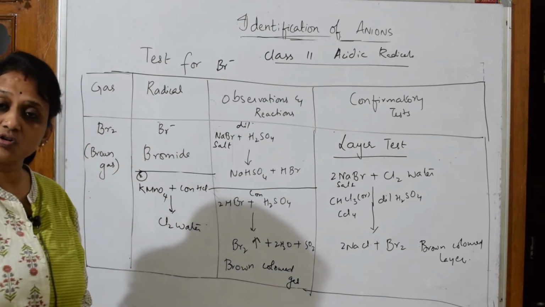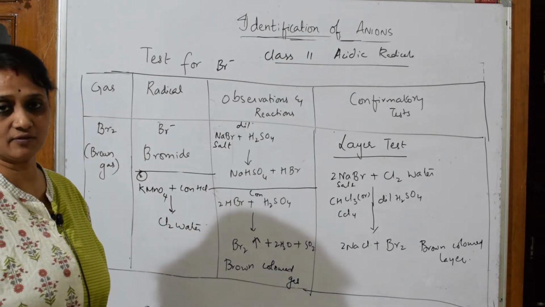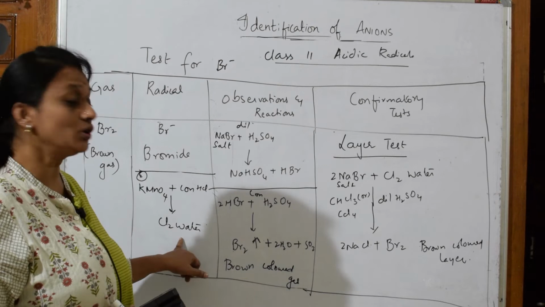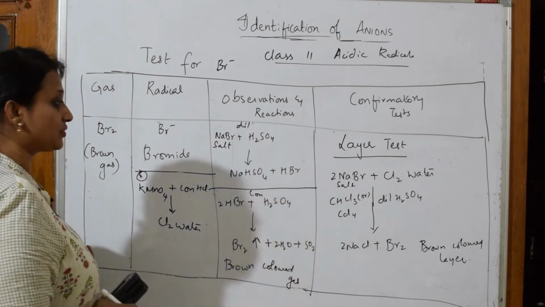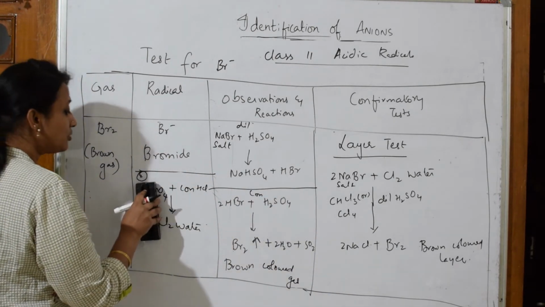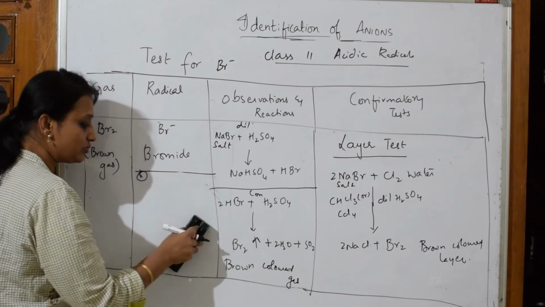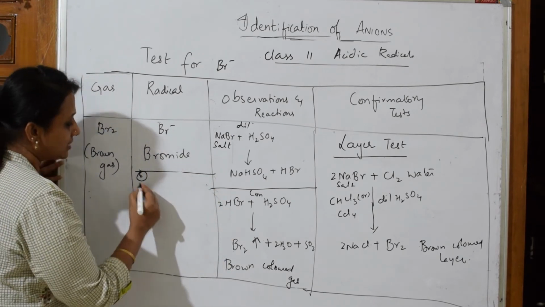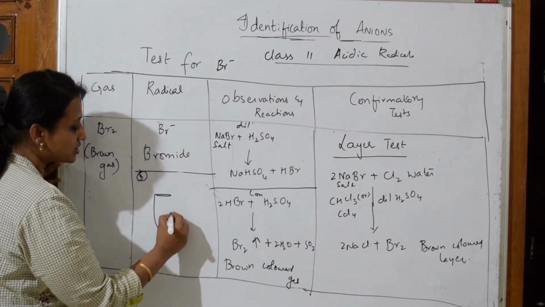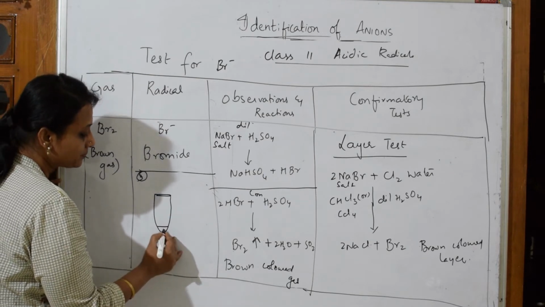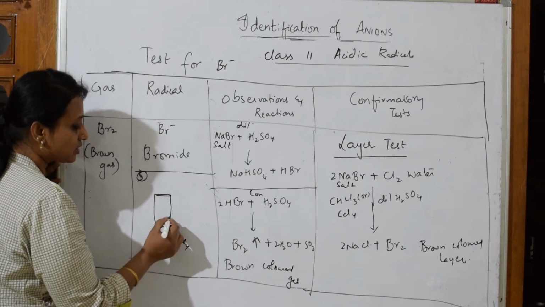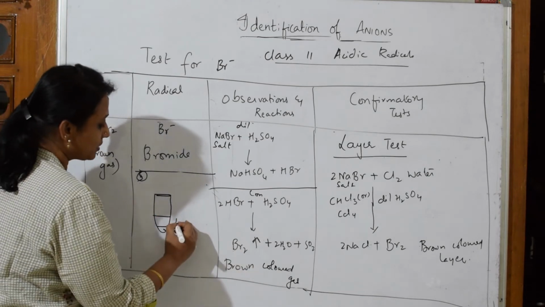KMnO4 is an oxidizing agent. It converts HCl into chlorine water. Now our chlorine water is ready. Now what you are going to do, this is your step 3: you are going to take the test tube which has two layers. One is the organic solvent, that is carbon tetrachloride, and the top layer which has bromide.